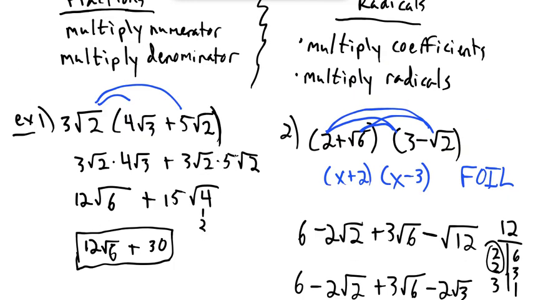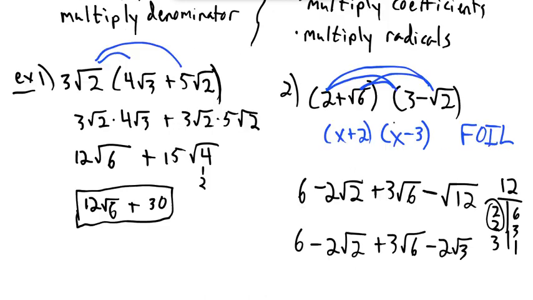So when we're dealing with radicals, treat it the same way as if we were looking at variables. If we need to multiply together, we can FOIL, we can distribute, and then our coefficients get multiplied together and our radicals get multiplied together.